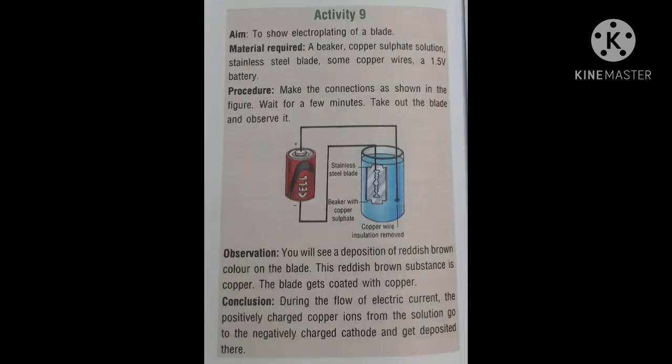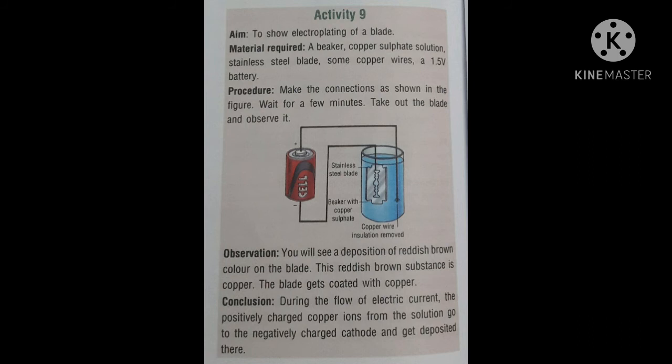Activity 9. The aim is to show electroplating of an ordinary blade. Materials required: a beaker, copper sulfate solution, a stainless steel blade, some copper wires and a 1.5 volt battery. Procedure: make the connection as shown in the figure. Wait for a few minutes and then take out the blade and observe it.